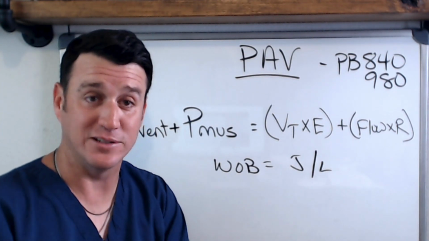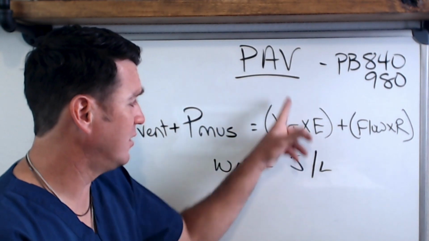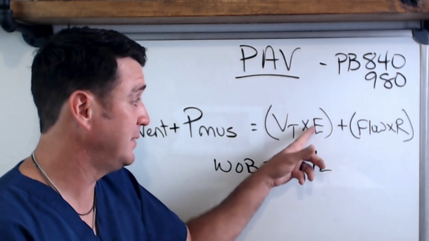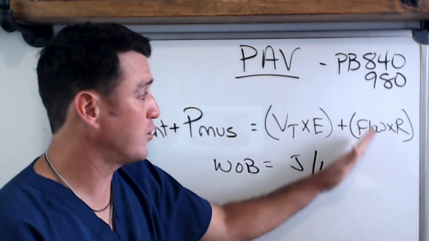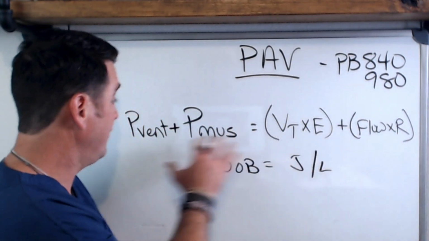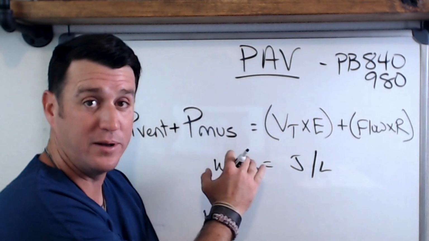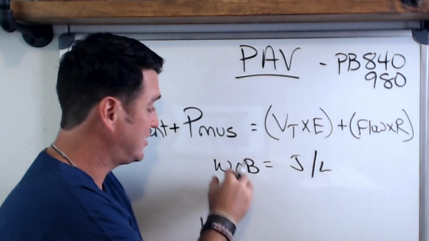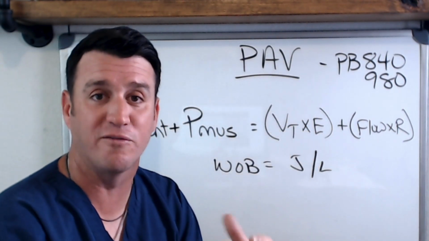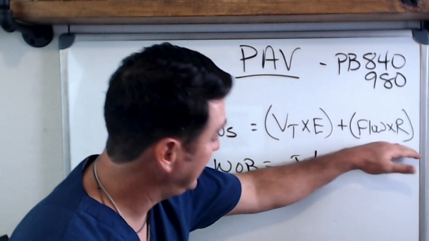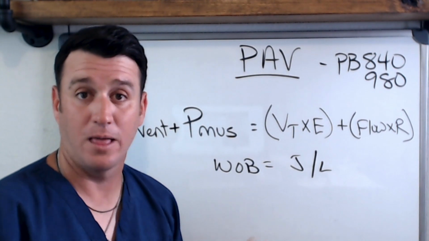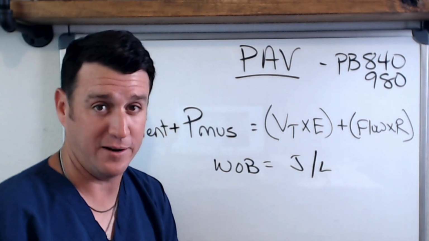Now, let me rephrase this. If your tidal volume goes up or your elastance goes up, which means your compliance is going down, if your resistance goes up or your flow goes up, then all of this must go up. And if this relates to work of breathing, then obviously your work of breathing will be higher with all of these as they increase. Okay? So I hope that makes sense right there.